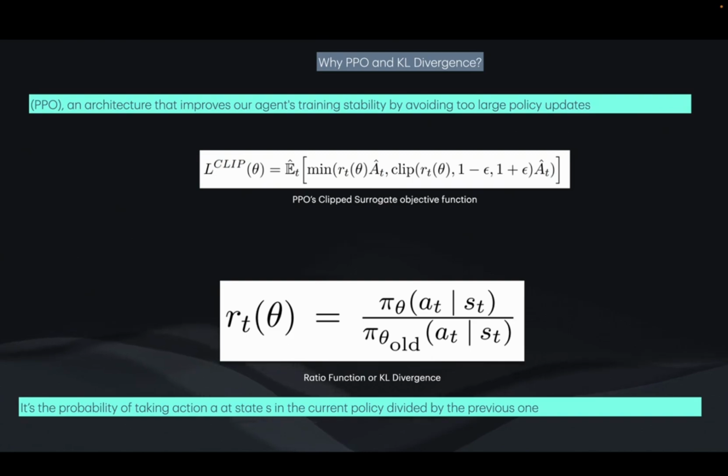So what is this R theta? It is the probability of taking an action at a state S in the current policy divided by the probability under the previous one. So it is a ratio of the current policy compared with the previous policy. If this value is greater than 1, and it is a very large value, that means your current policy is diverging from the previous policy, so we limit it using this clip function. We limit the R_t(theta) value within a certain range, which restricts the algorithm to take smaller steps that follow the previous step, and your policy will not fall off the cliff.